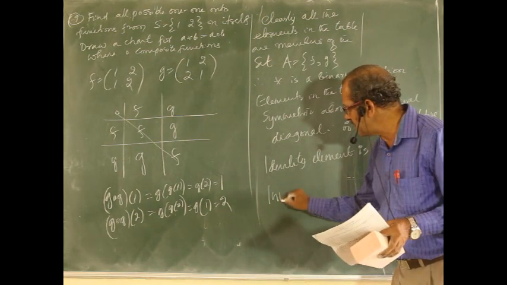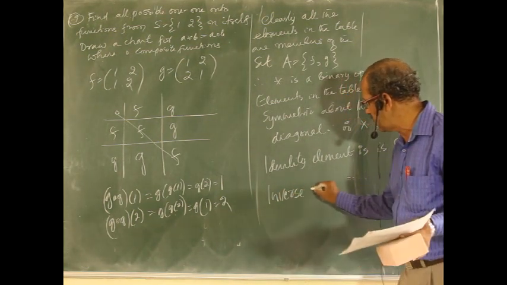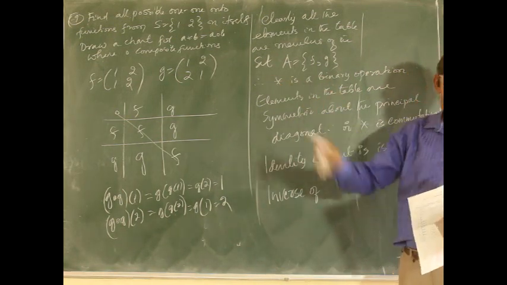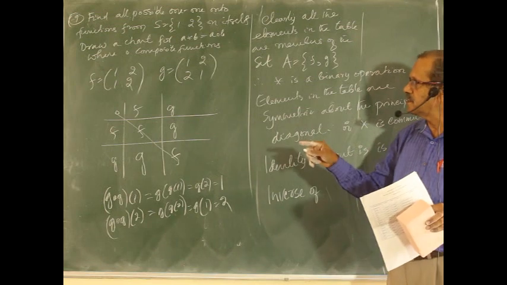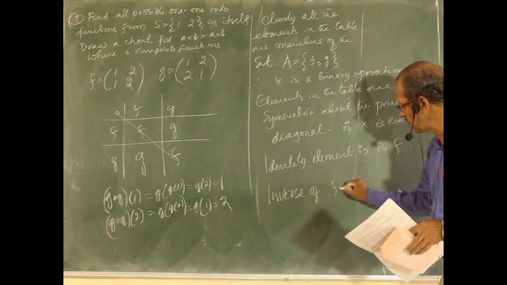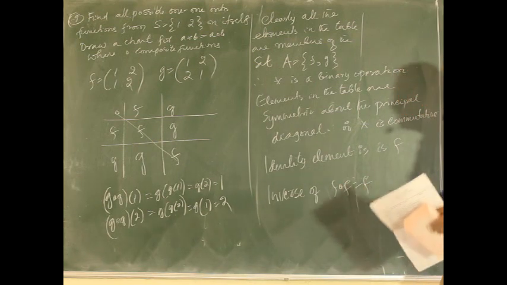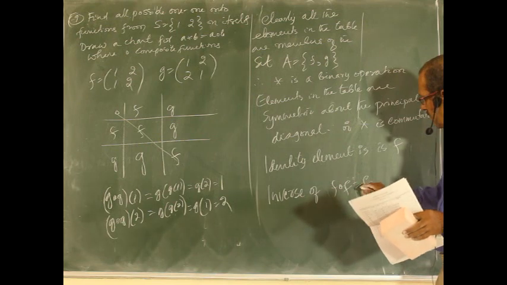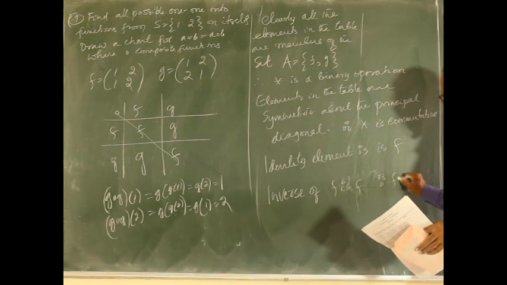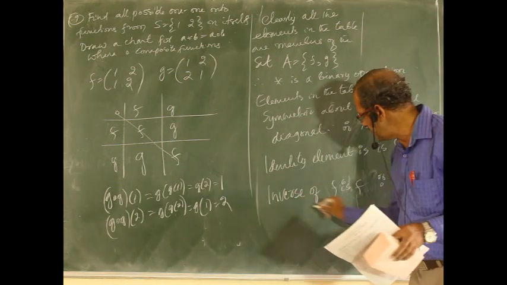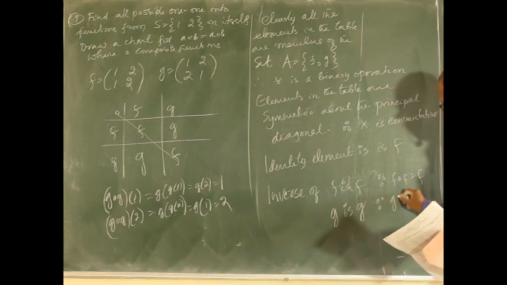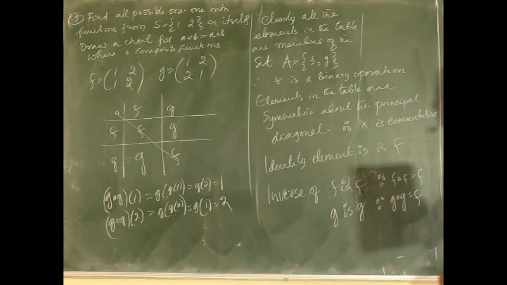And can you find inverses? Inverse of. That means take any function. Any function means only two functions, F and G. F composite F is F. So F is the inverse of F. Inverse of F is F, since F composite F equal to F. Inverse of G is G, because G composite G equal to F.